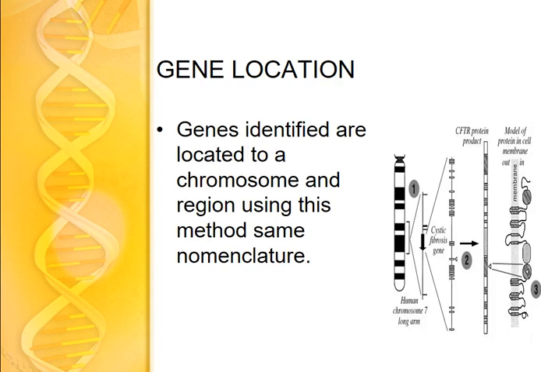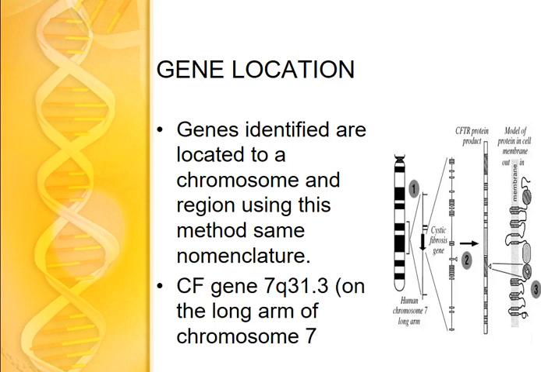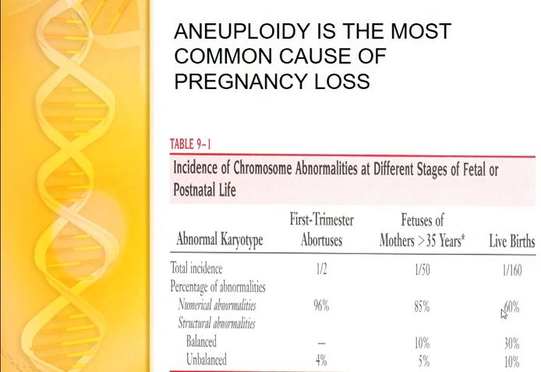The same nomenclature used to determine deletions is also used to find gene locations. So, for instance, the cystic fibrosis gene, or the CFTR gene, is located on the long arm of chromosome 7, 7q31.3. And that is the gene that codes for the chloride channel that's abnormal in cystic fibrosis.